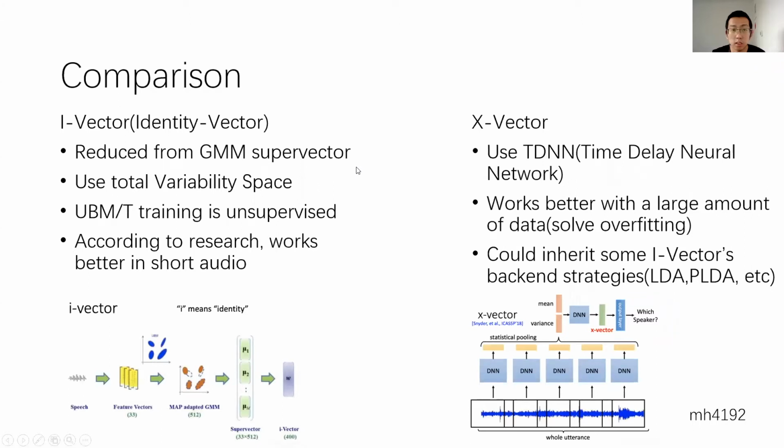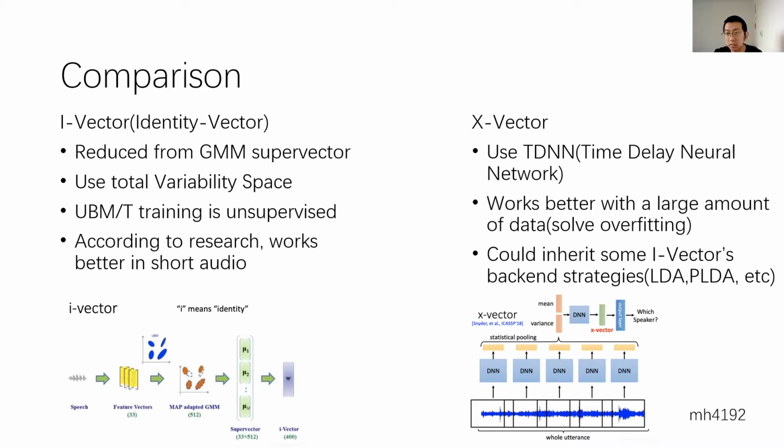First, we're going to talk about what an I vector is and what an X vector is. Most of them are vectors extracted for speaker recognition. I vectors are derived from the GMM, the Gaussian mixture model's supervector. It uses total variability space, which means that it does not strictly separate the differences of speakers and the differences of channels. Some of the training process is unsupervised, so maybe the more data we put in, the worse the result we could get. And according to research, this I vector could work better on shorter audio than the X vector.